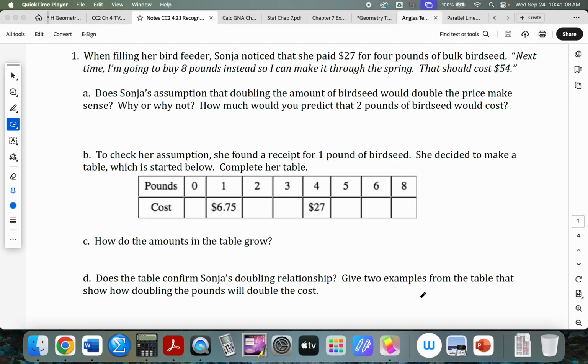All right. So it does make some sense, right? That if she doubled the amount that she was going to get, it would also double the cost. So I'll say yes to this question. So why? She's getting twice as much. It should cost her twice as much. So twice as much seed should cost her twice as much.